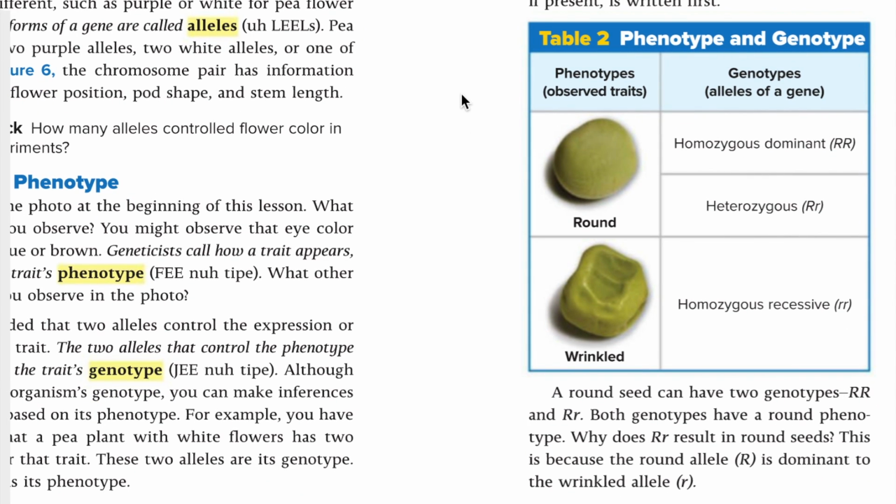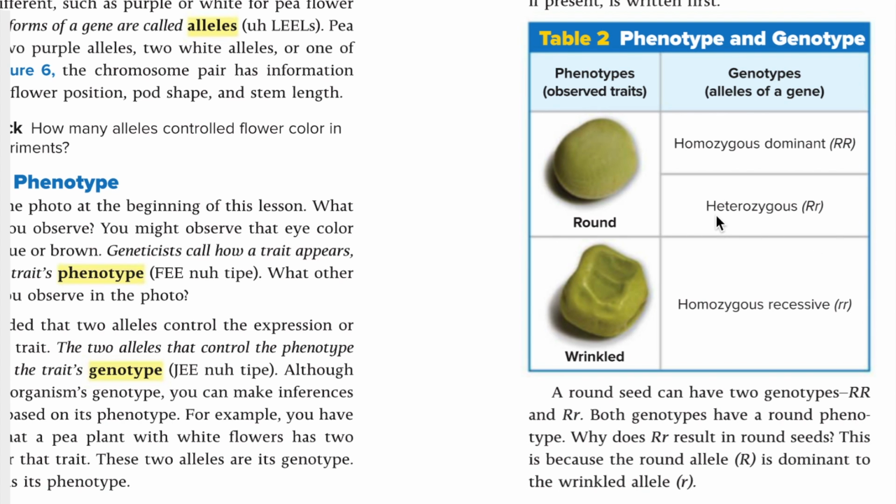We can have two different kinds of genotypes, homozygous and heterozygous. Remember, homo stands for same, zygous is referring to the zygote. So homozygous means that it has the same allele from both parents. But since alleles can be dominant or recessive, you can have homozygous dominant with two uppercase letters or homozygous recessive with two lowercase letters.